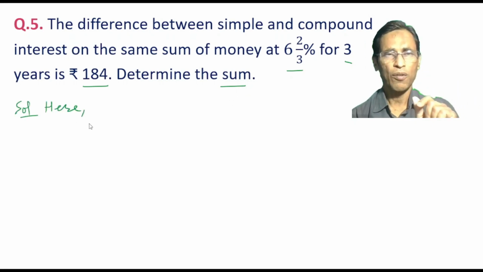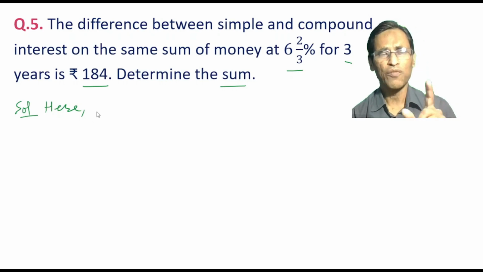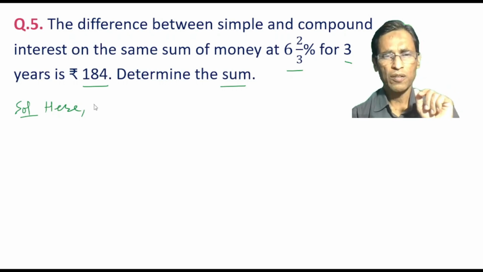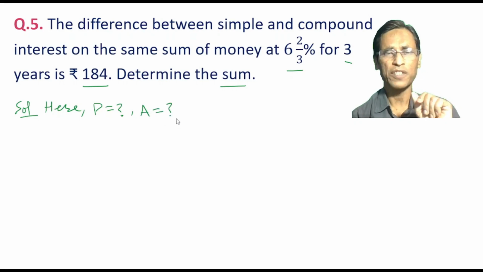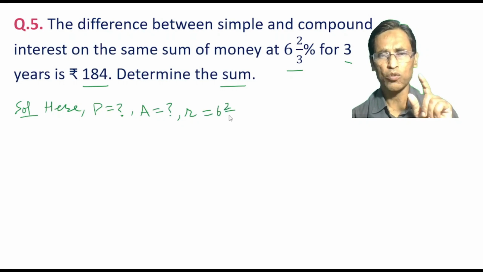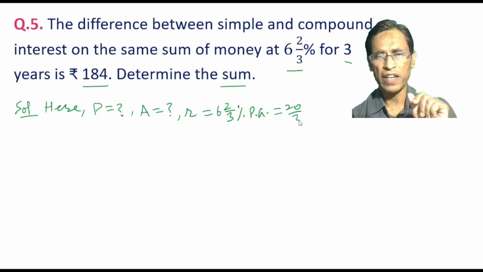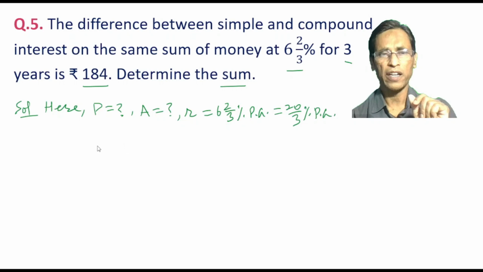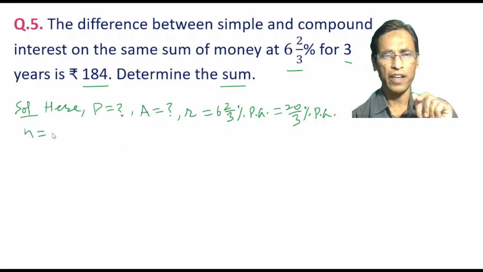Here we collect the information which is available in the question. P is absent, amount is absent, rate of interest is 6 and 2 by 3% per annum. That means 20 by 3% per annum. And number of years, n is 3 years.